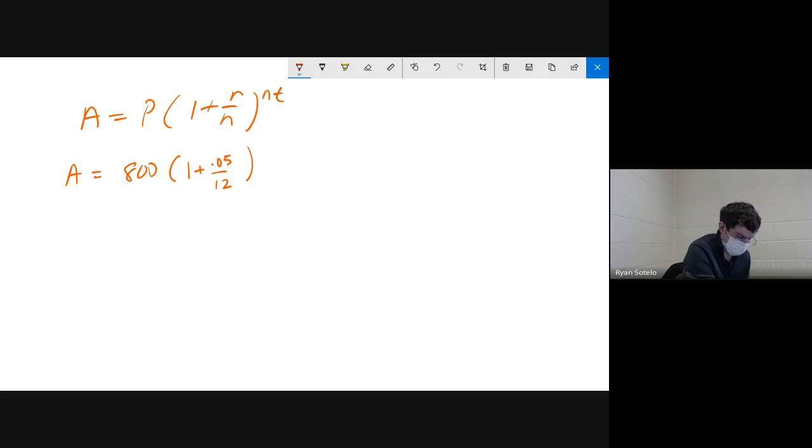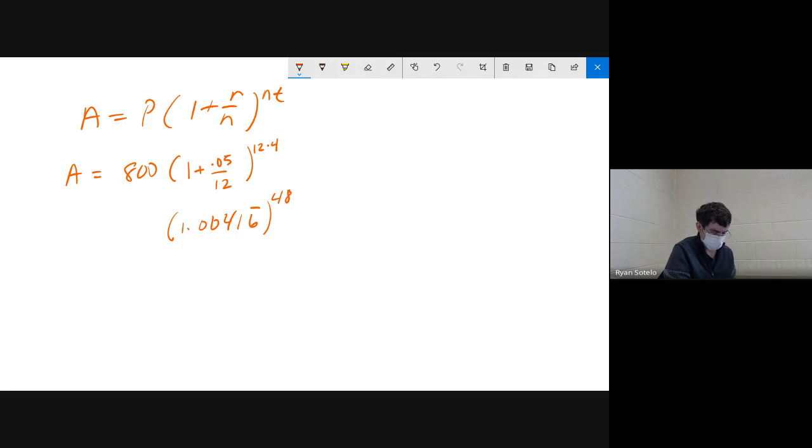So that means the number of times that it happens is 12 times the number of years. I'm going to put 12 times 4 up there. This would be my function, or my formula. I plug everything in. If I do 1 plus 0.05 divided by 12, I'm going to leave it in my calculator. I'm not going to round it now, but just so you can see, I get something like 1.00416 repeating. And I'm going to raise that to the 48th power because it's 12 times 4.